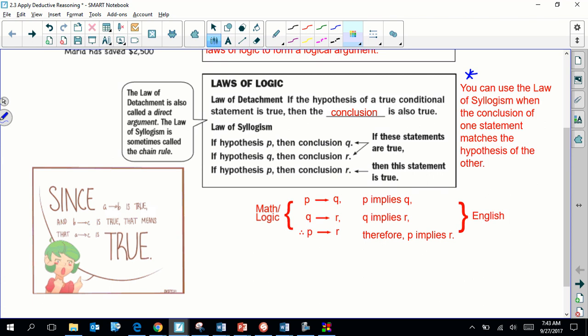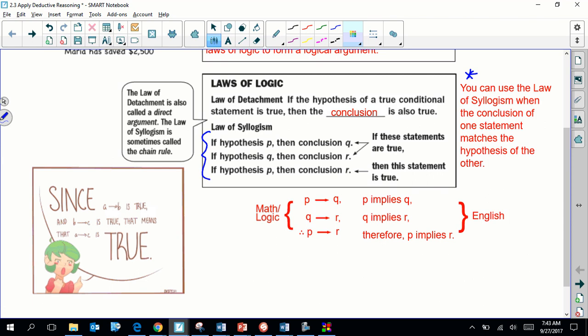Essentially, the law of syllogism is sometimes called the chain rule. It relies on the fact that the conclusion of one statement has to become the hypothesis of another statement. So we have that kind of connection where the end of one statement is the beginning of another. That's why they call it the chain rule, because they're linked together that way. So what they're explaining here is that connection.